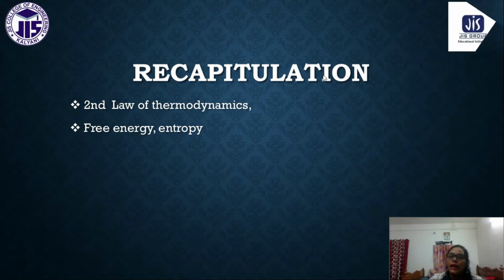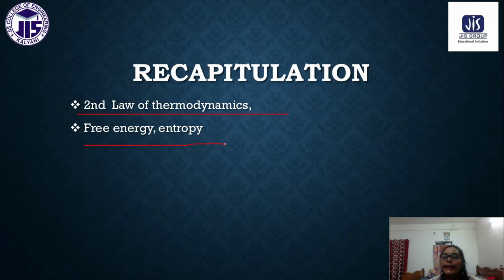Last day we discussed the second law of thermodynamics, and also free energy and entropy. Free energy is denoted by delta G, and we have seen that for any spontaneous process, any reaction that is spontaneous, how can we know this? If the delta G value is less than 0, that is negative, then it is a spontaneous process.